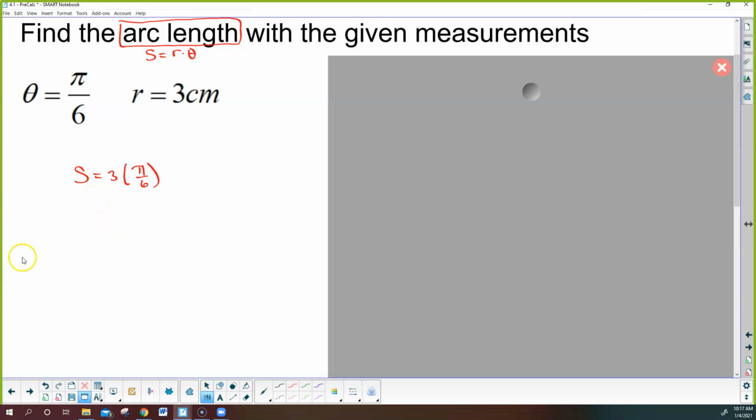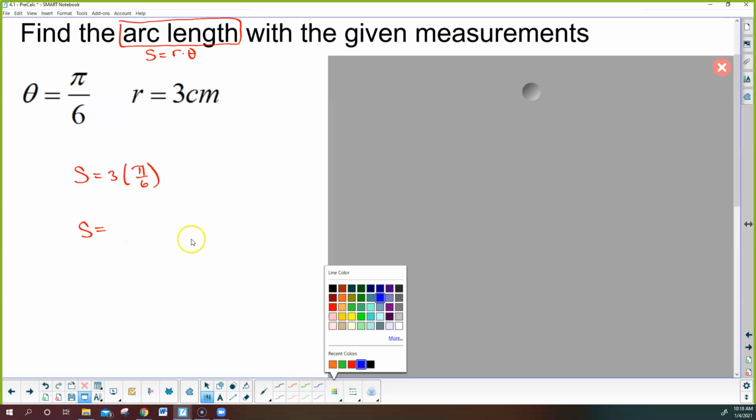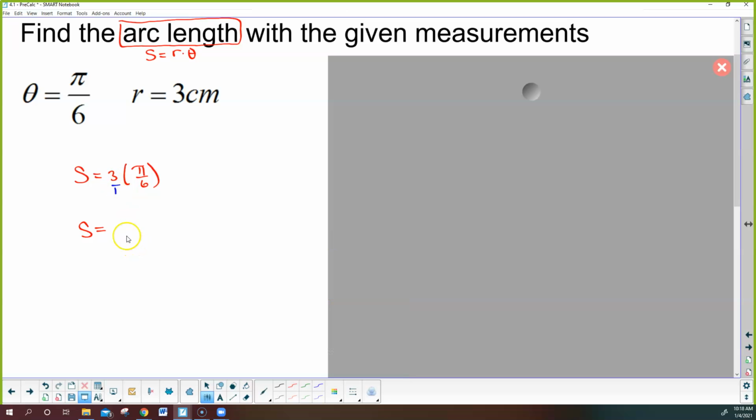Now we want to resist the urge of just grabbing a calculator. A lot of times they're going to ask for exact measurements, and in that case, that means leave pi in your answer. So in this case, if I have 3 times pi over 6, that's really 3 over 1. And then we're multiplying straight across with fractions. So it becomes 3 pi over 6, but then 3 over 6 reduces down to 1/2, or pi over 2. And then notice, this is a length, right? And they tell us the units are in centimeters, because if the radius is 3 centimeters, then the arc length also has to be in that.